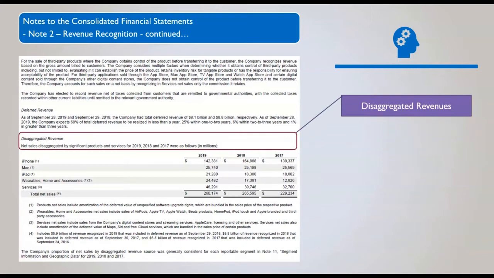The next page is a continuation of Note 2. Here, we can see that there is a section on disaggregated revenues. This table provides the breakdown by the key product or service. Based on a quick observation of this table, we can clearly see that the iPhone represents a significant portion of Apple's sales and is in fact more than 50% of Apple's total net sales as a company.